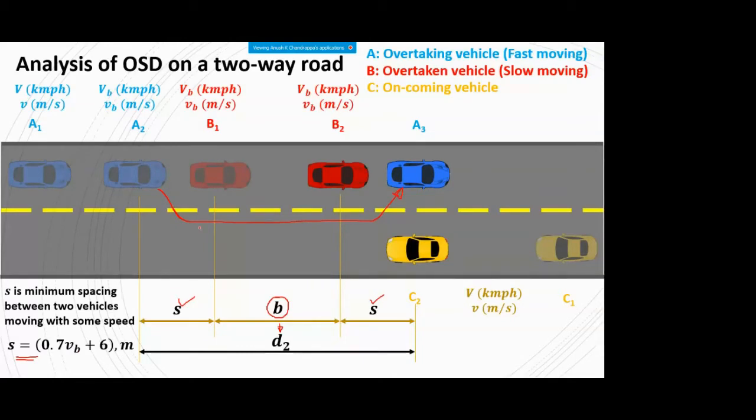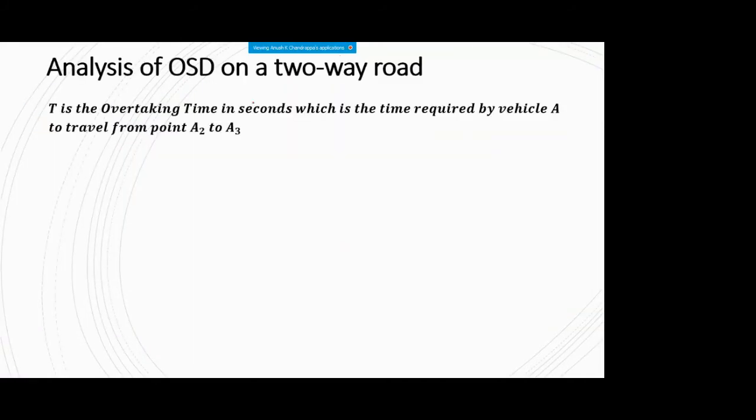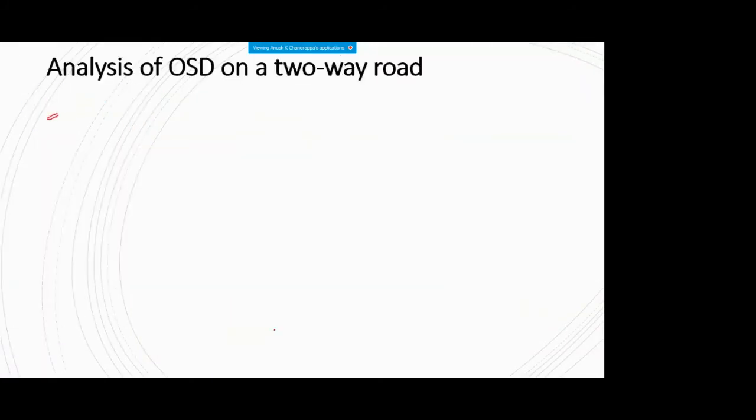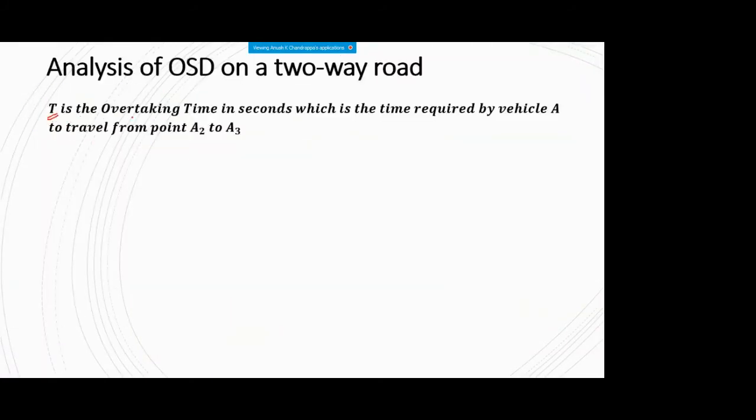Coming to B, during the narration I told you that this distance D2 is the actual distance traveled during the overtaking operation. The overtaking operation started from A2 and ended at A3. So for this scenario, the capital T is the overtaking time in seconds, which is the time required by vehicle A to travel from point A2 to A3. That's what I have shown here: from A2 to A3 it travels a distance D2, and the time required to travel this distance D2 is the capital T, the overtaking time.